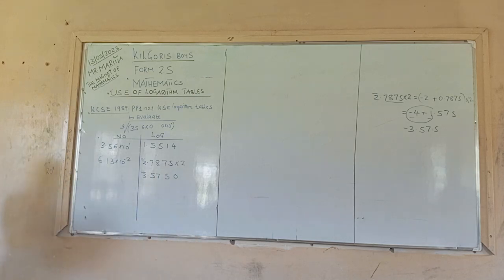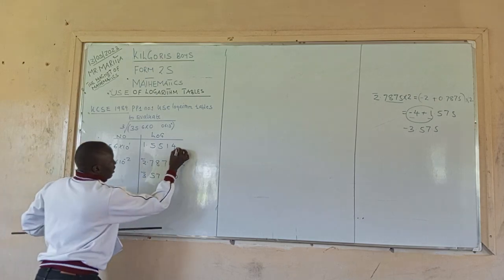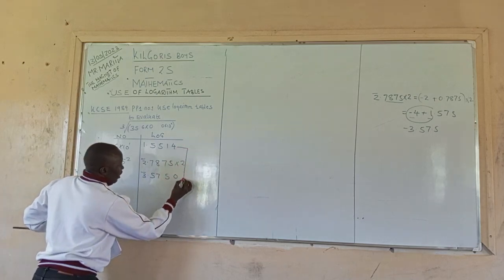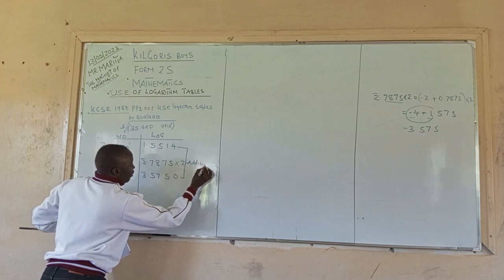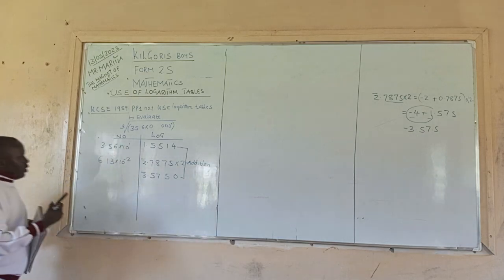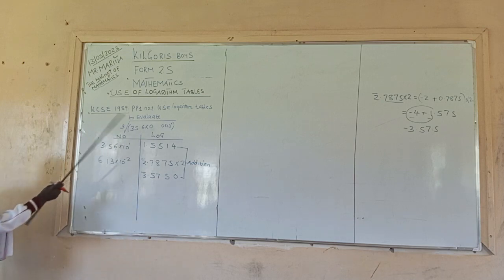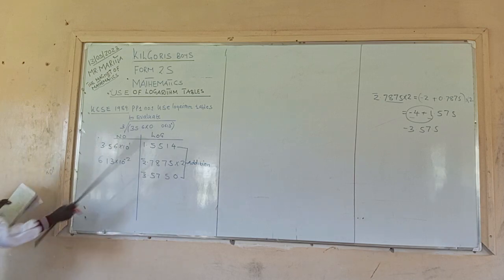Now, what did you understand again? When you talk of multiplication, in the logarithm it will change to addition. So we are adding these two. So there is an addition here. Why addition? Because the multiplication sign normally changes to addition.